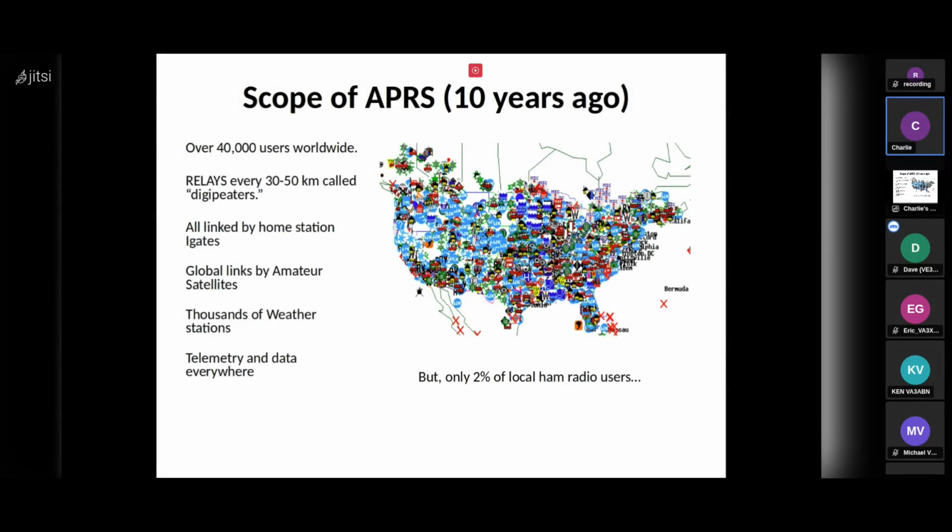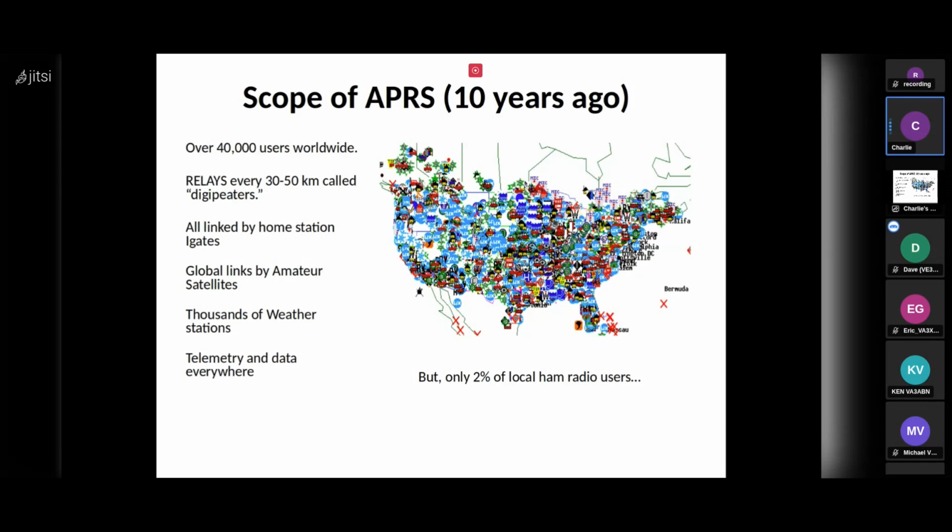Before I dig into that, though, here's a slide from 10 years ago, showing the kind of APRS coverage there is in the U.S. I looked for an equivalent one for Canada. There are some stations showing in the West here and in our part of the country, but there are more APRS units, of course, that aren't on this chart, particularly now, given that this is about 10 years old. At that time there were over 40,000 users worldwide, with relays every 30 to 50 kilometers.